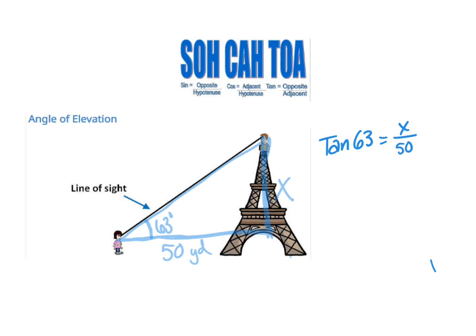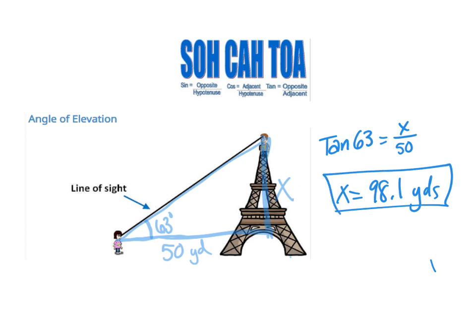Okay, we got lucky. Our denominator is a number this time, so you get to just multiply by the 50. Go ahead and tell me, how tall do you think the Eiffel Tower is? All right, you should have typed in your calculator 50 times the tangent of 63. The Eiffel Tower is 98.1 yards tall. Maybe. I don't know. Okay. All right. One last problem.